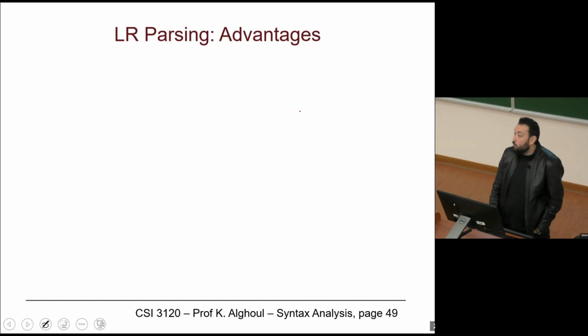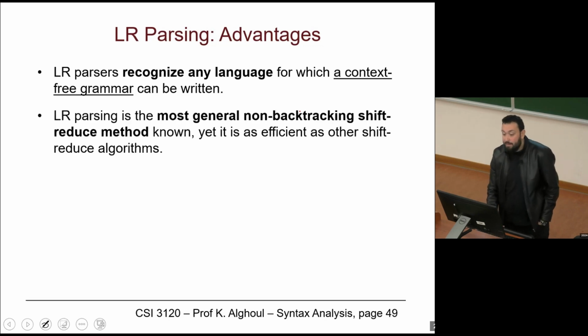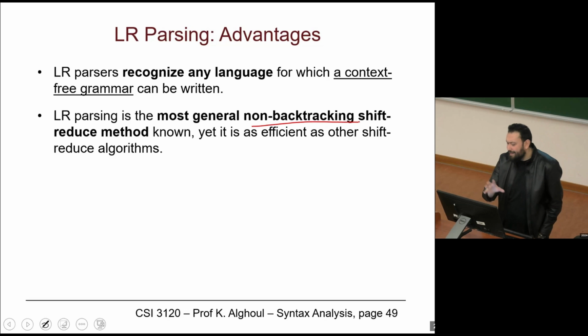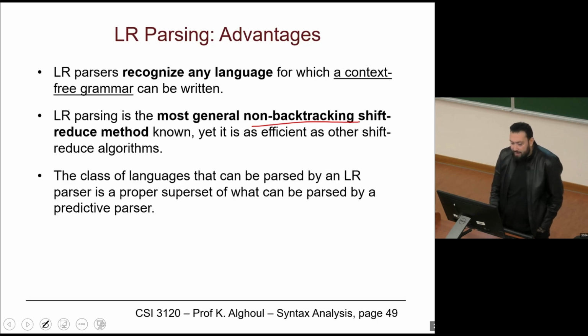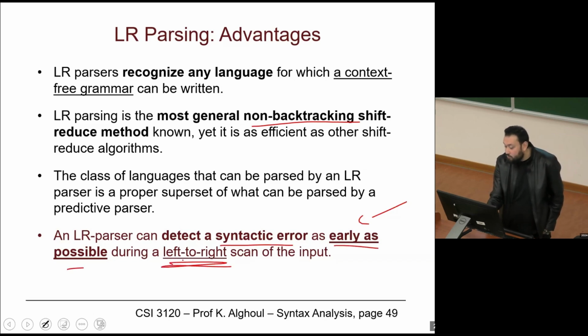Now, what is the advantage of LR parsing? It recognizes any language for which a context-free grammar can be written. Also, it is the most general non-backtracking method. I'm not going to complicate you with all of these details, but technically there's something called backtracking and non-backtracking. The one that we explained for the top-down parser is also non-backtracking. The class of languages that can be parsed by an LR parser is a proper subset, okay, and this is also important, it actually detects a syntactic error as early as possible during a left to right scan.